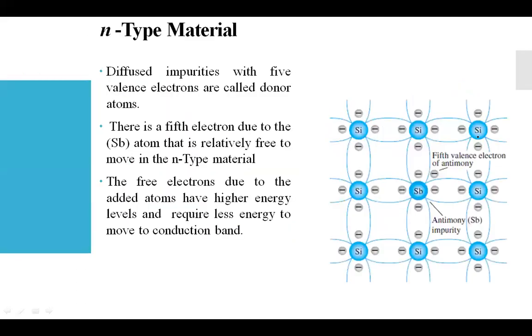Now you can see the structure over here, the crystal lattice structure, in which the silicon is added with the phosphorus, right? So right now the impurities with 5 valence electrons are diffused, which we call the donor atom, because you have one excess or fifth valence electron over here. So that is what we call the donor atoms.